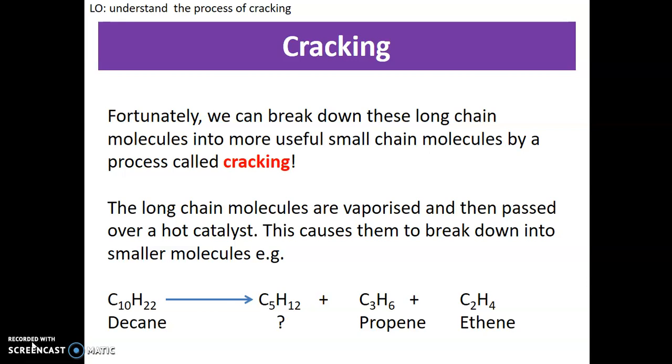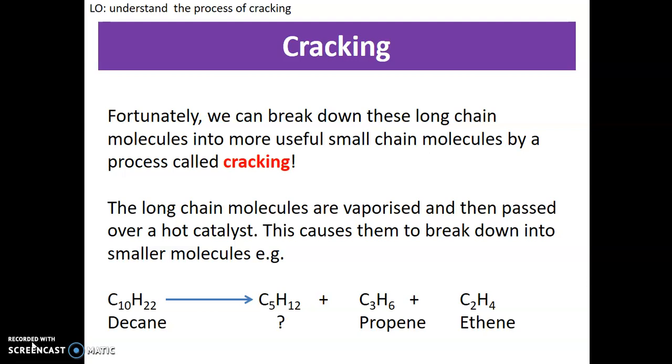So we can break down these long chain molecules into more useful shorter chain molecules using this process, cracking. They are vaporized again and then passed. There's 2 ways of doing it. You can either pass them over a hot catalyst, which will break them down into smaller molecules, or you can pass them through steam, which will break them down into smaller molecules. So there are two ways of cracking long chain alkanes: either catalytic cracking using a catalyst, or steam cracking, which is basically using a really, really high temperature.